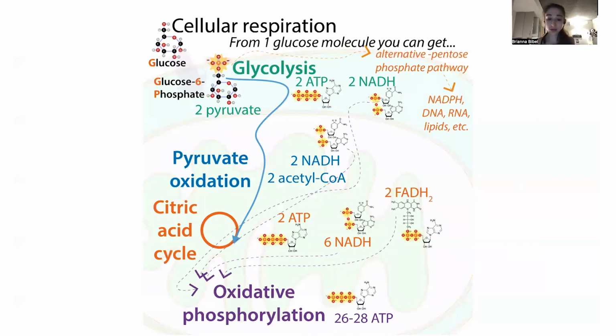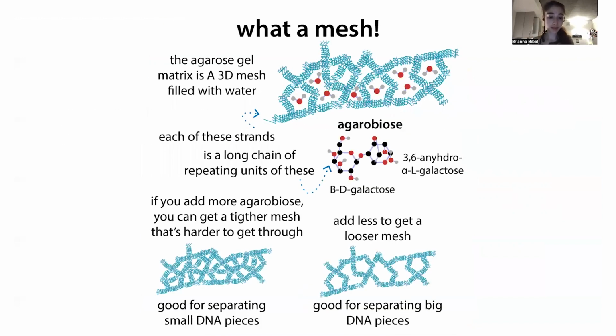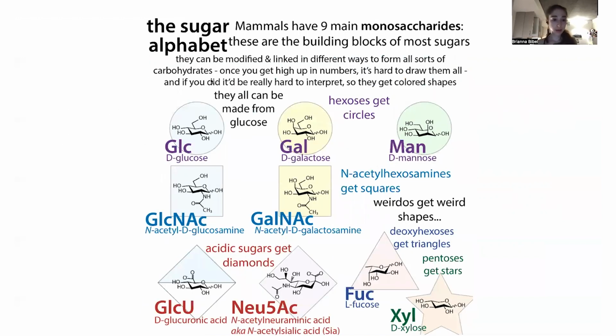And glucose is also how we can get all these other monosaccharides, by modifying it. So glucose is that main really important one. And its abbreviation is Glc, and you'll see it as this blue circle.